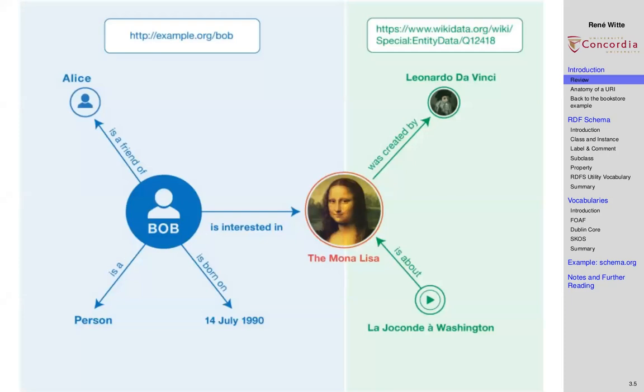So first, you learned the idea of a knowledge graph, encoding knowledge about any kind of information in the form of a graph with nodes and edges between them. This is the example we looked at a few times before. We have information about a user called Bob. Bob is a friend of Alice. Bob is interested in the Mona Lisa. And we have more information about the painting, the Mona Lisa, who made it, movies about it, and so on.